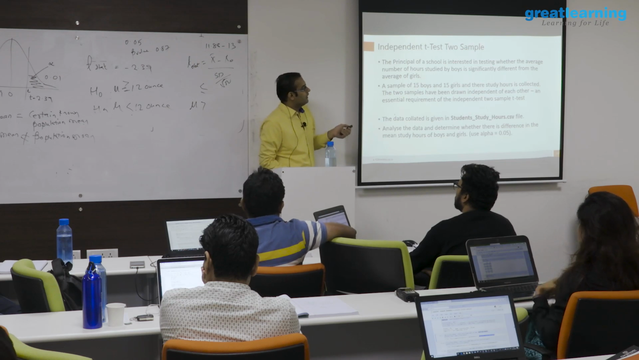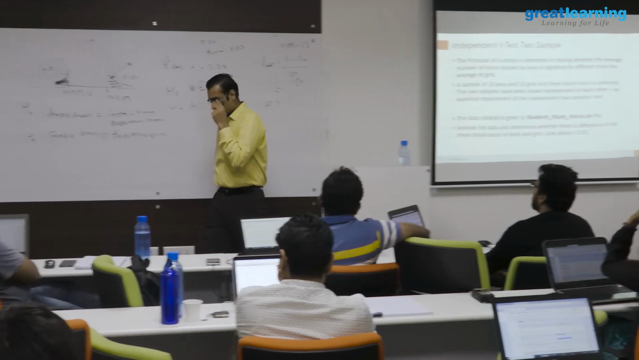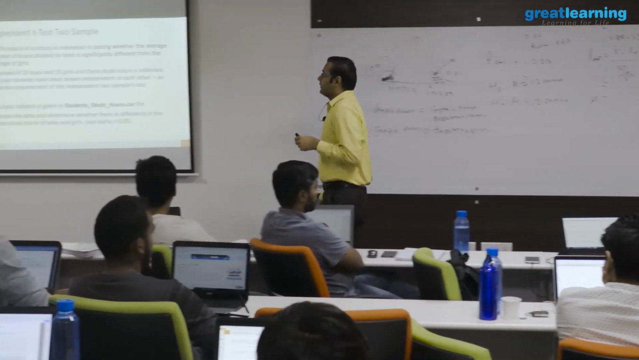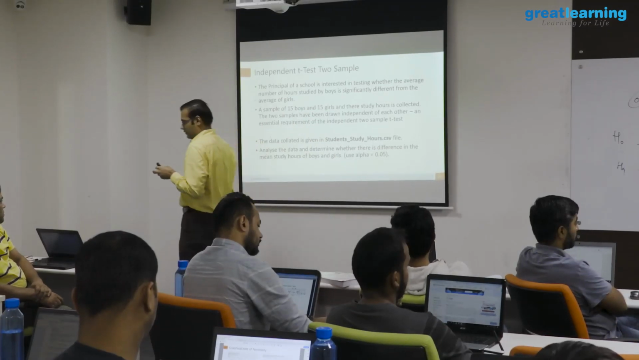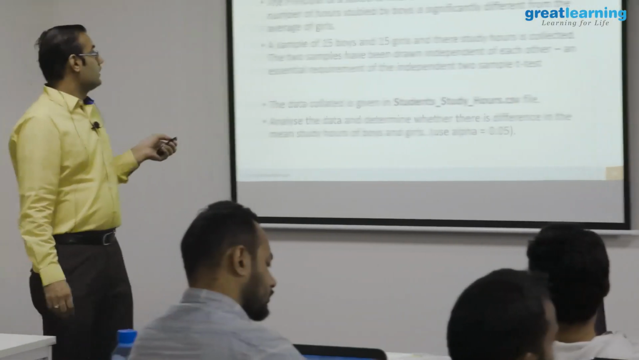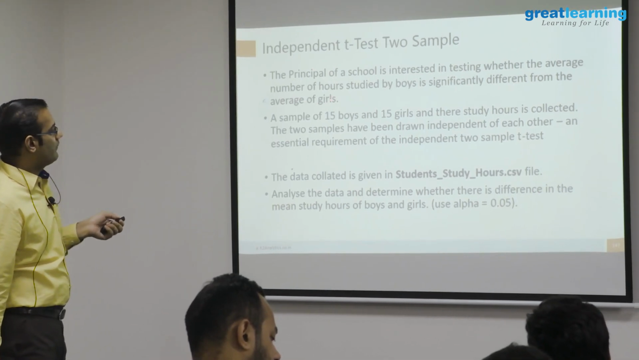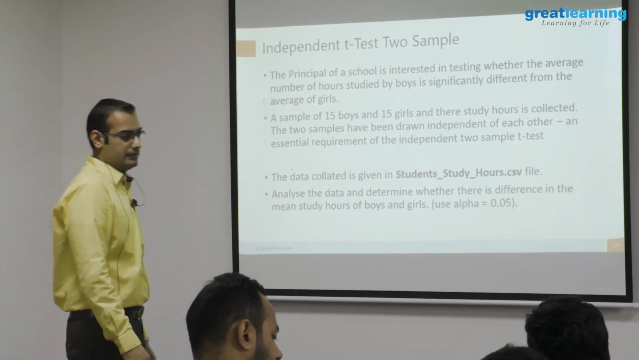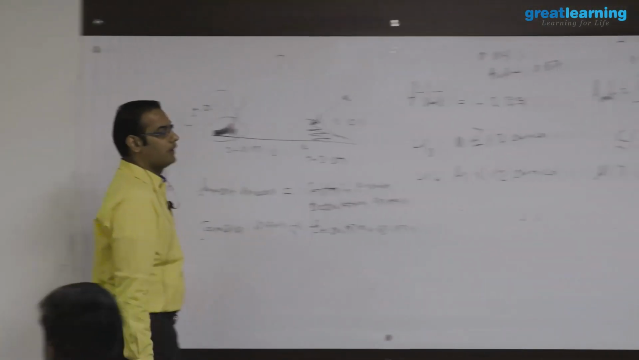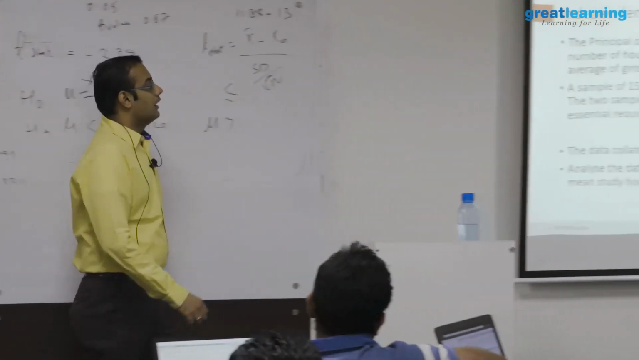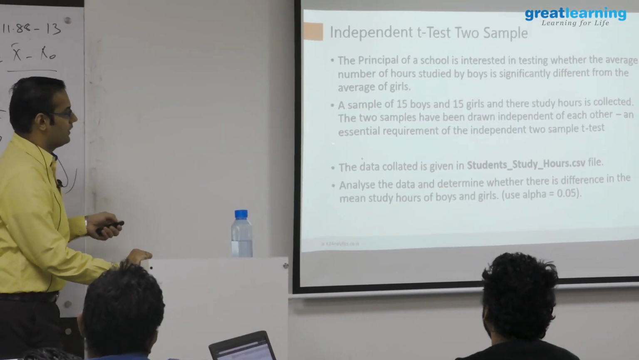Now coming to an independent t-test, 2 sample. A principal of a school is interested in testing whether the average number of hours studied by boys is significantly different from the average number of hours studied by girls. So he wants to do a test, with a sample of 15 boys and 15 girls, and the study hours are collected.